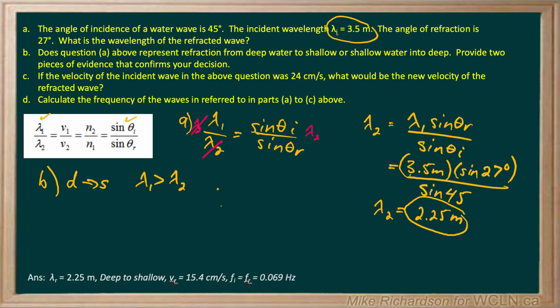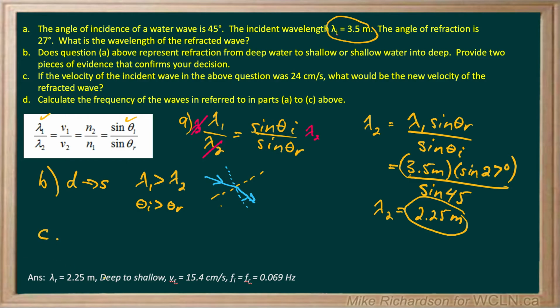When waves slow down, so if I draw a real quick little diagram here, imagine this is my incoming water wave, like this, coming in at an angle of 45 degrees with respect to the normal. And then when it crosses over the boundary, it goes towards the normal line because the refracted angle is 27 degrees. And if it bends towards, in other words, if the refracted angle is smaller, that again represents a wave that's going from deep to shallow or slowing down. So the second piece of evidence is that theta I is greater than theta R. So those waves must be bending in towards the normal.